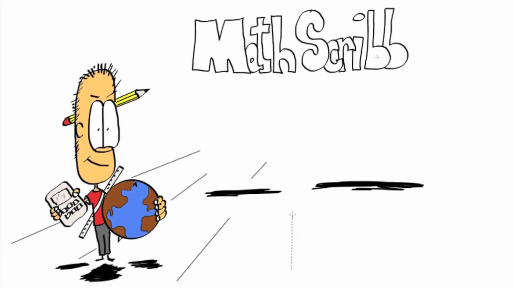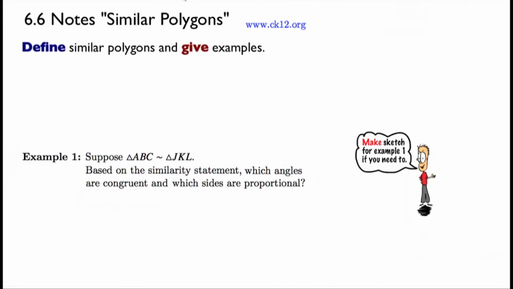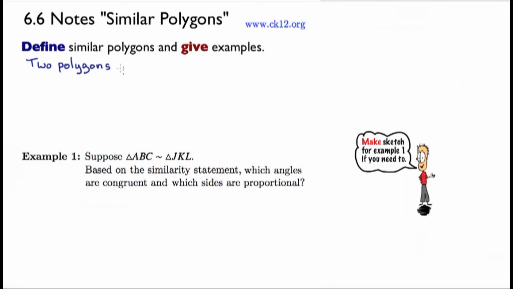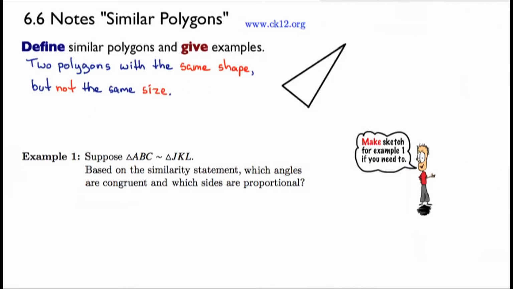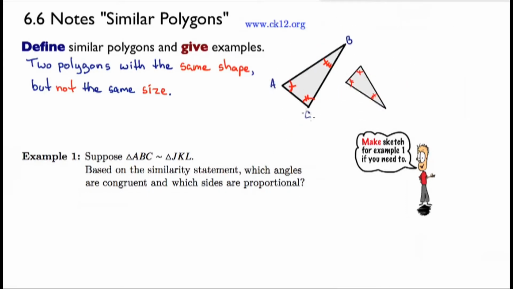Hello everybody. In this section we're looking at similar polygons. So what is a similar polygon? Well, two polygons with the same shape but not the same size are similar. So I'm going to make a triangle here. I'm going to copy it, shrink it, and rotate it.